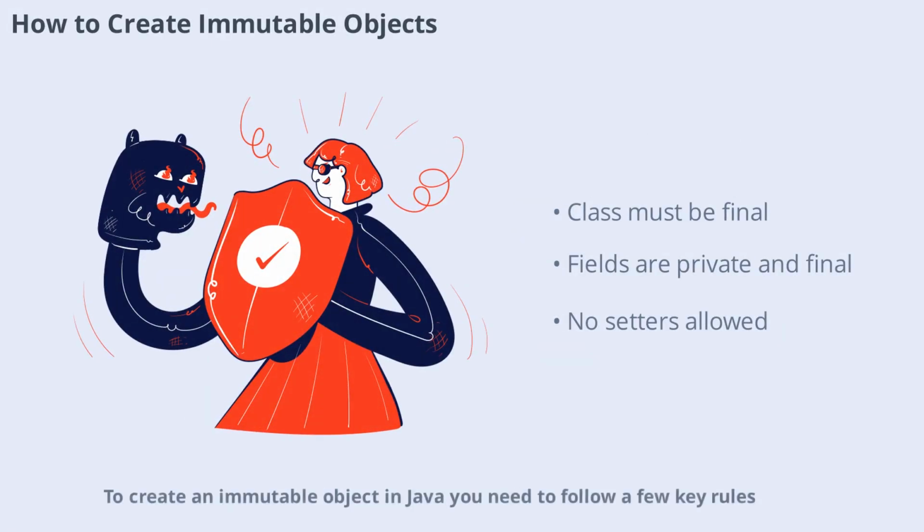To create an immutable object in Java, you need to follow a few key rules. Make the class final, declare all fields as private and final, and don't provide any setters. If your class contains mutable objects, make defensive copies in constructors and accessors. These steps ensure that your object's state can't be changed after creation.